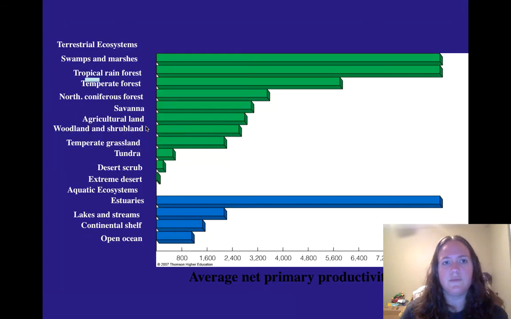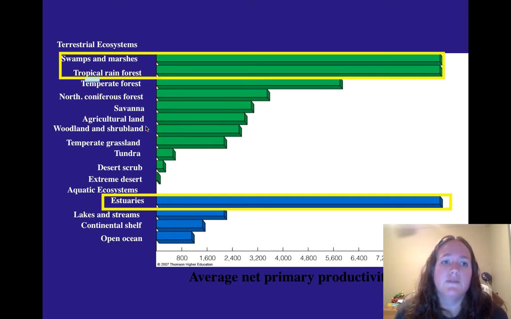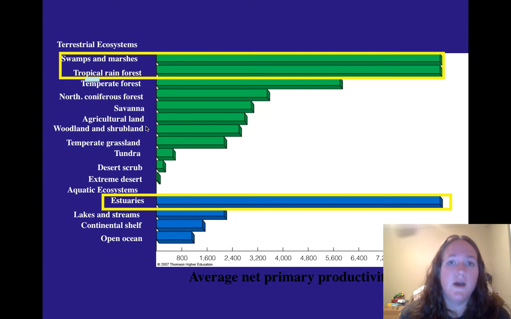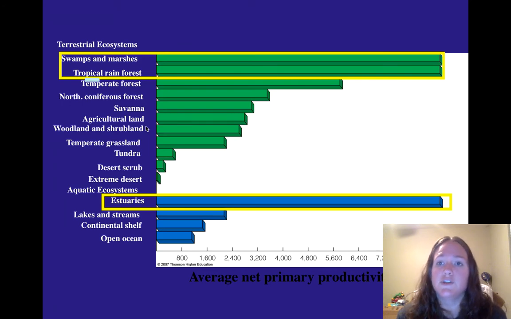happening out there. When we're looking at productive terrestrial ecosystems, the main ones you should know about are swamps and marshes and tropical rainforests. Those are the most productive terrestrial ecosystems. If you look at aquatic ecosystems, estuaries are going to be the most productive. An estuary is an area where fresh water meets salt water, so think a lake or a river draining into the ocean. These are also nursery grounds for fish because they have so many nutrients, and they're really awesome places if you're a fish to have babies.